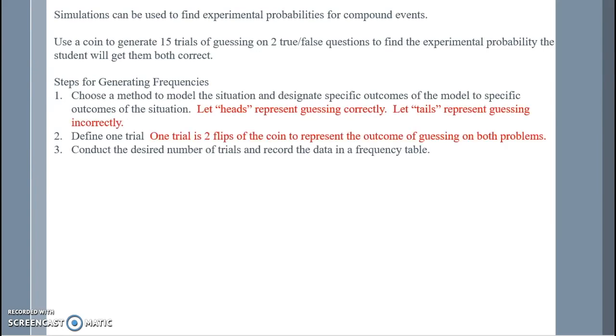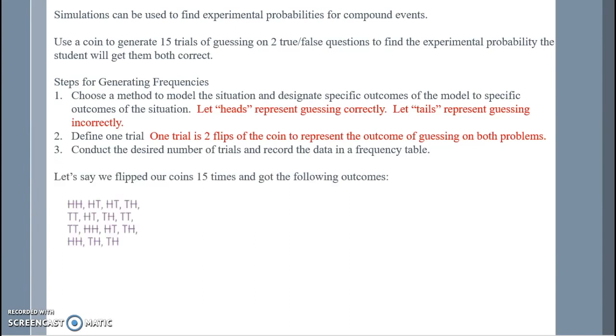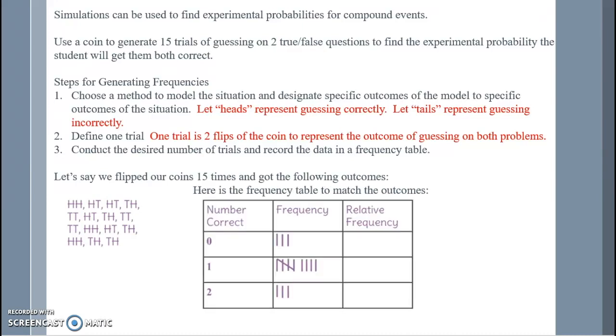So using the example from above, we're going to use a coin to generate the true or false. So we're going to let heads represent guessing correctly and let tails represent guessing incorrectly. 1 trial is 2 flips of the coin to represent the outcome of guessing on both problems. So let's say we did this. Let's say we flipped our coins 15 times and got the following outcomes: heads, heads, heads, tails, heads, tails, tails, heads, etc. Then we can fill in our frequency table to match the outcomes.